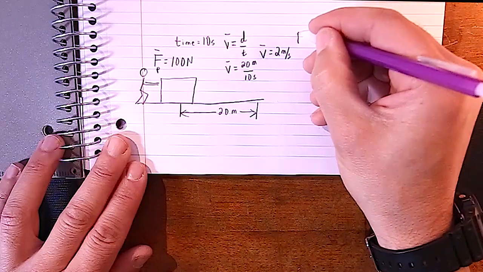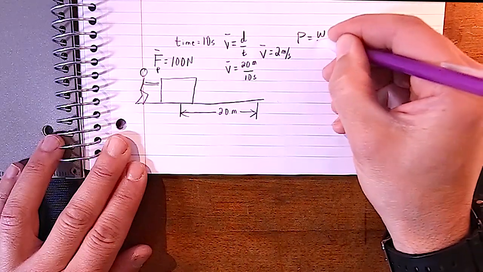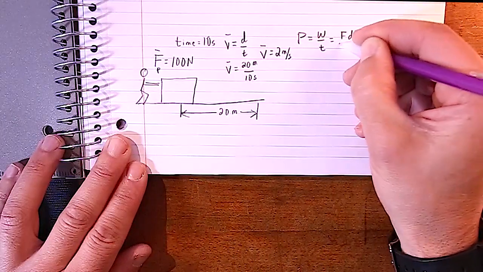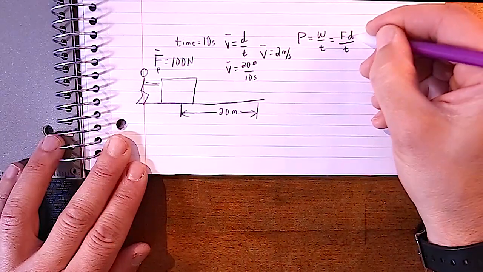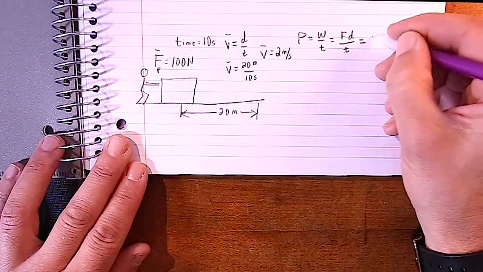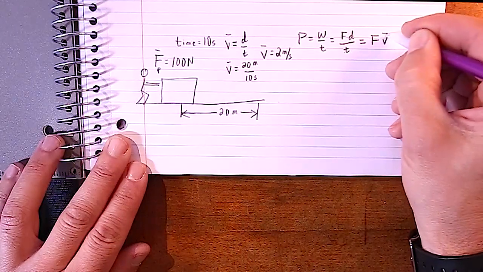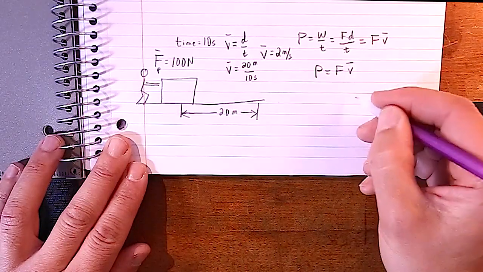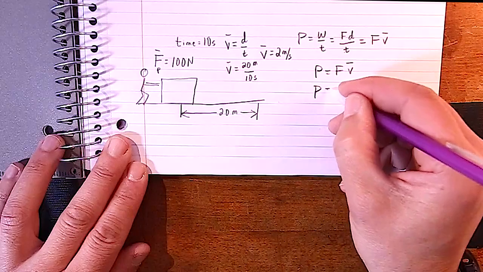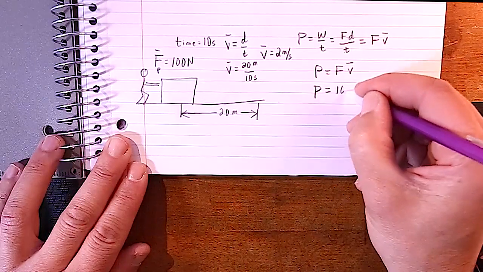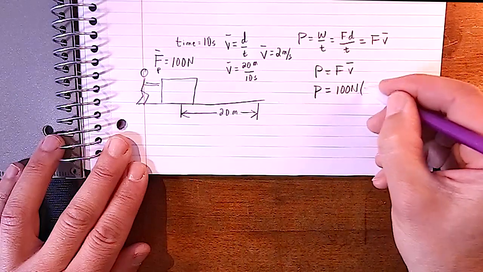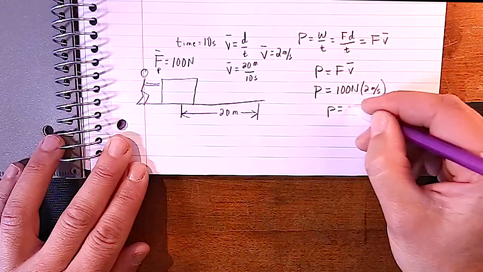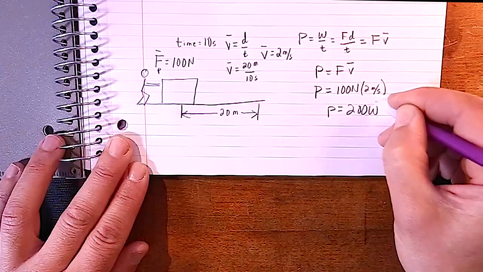Now, we know that power is equal to work over time, and we know that work is force times displacement, and we know that displacement divided by time is average velocity. So all we have to do is do F times average v. Well, what's that average power? It's going to be the 100 newtons times the 2 meters per second, which is our average velocity, or the power equals 200 watts.